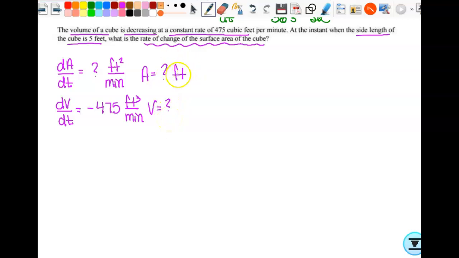Oh, look what I did. Y'all didn't fix me. What did I do wrong on my area? Where's my squared? Why didn't you call me out? So what's volume? Feet what? Cubed. At least I caught myself, right?